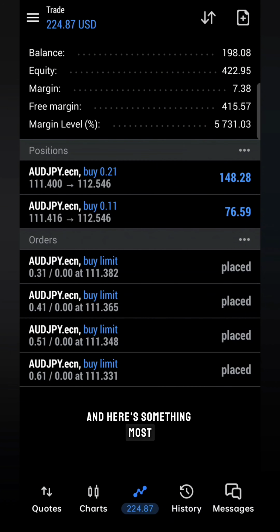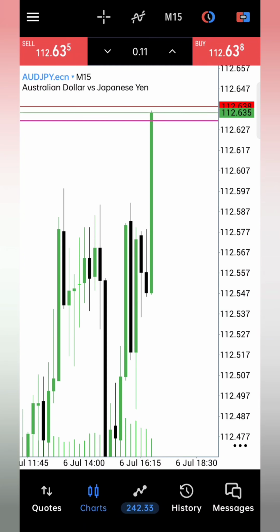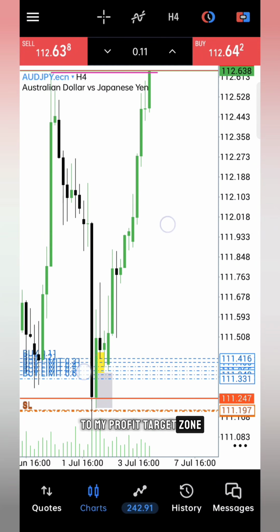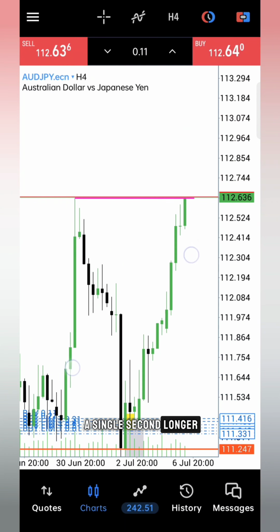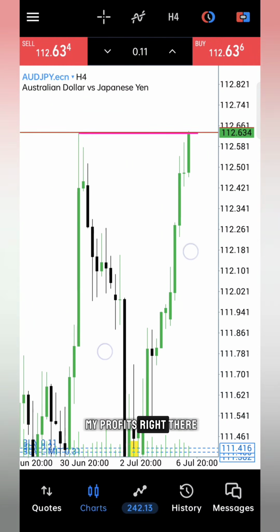And here's something most traders never talk about. Waiting for your profit target to hit is just as hard as waiting for your entry. Maybe even harder. A few moments later. Here, price finally delivered to my profit target zone, and I didn't wait a single second longer. I closed every single position immediately and locked in my profits right there.